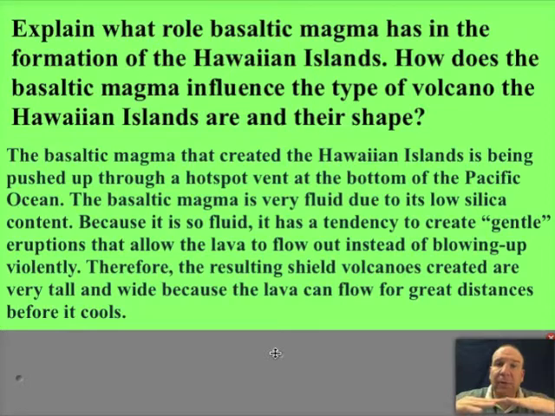So that's why we can go vacationing on the Hawaiian Islands, even though they're a volcano. If they would have been a cinder cone or a composite cone, there's no way you'd be able to vacation on there. Everything would be way too steep. So there's a lot of fluid, when it says right here, because it's so fluid, it has a tendency to create gentle eruptions that allow the lava to flow out instead of blowing up violently. Therefore, the resulting shield volcanoes created are very tall and wide.